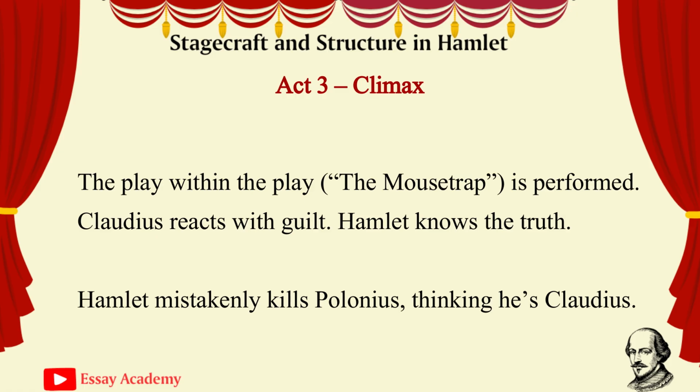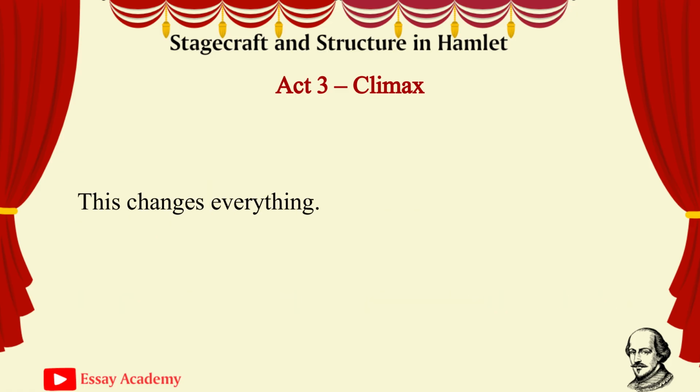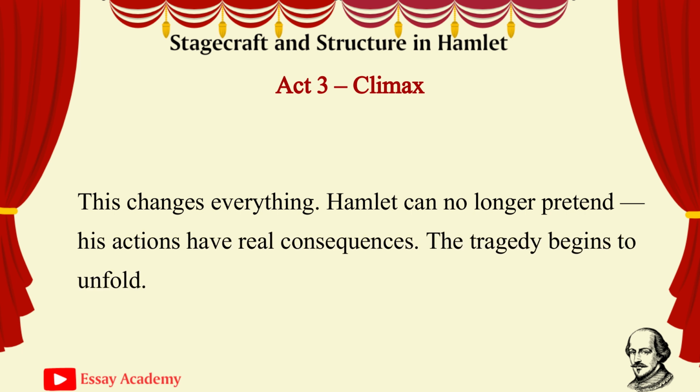Hamlet mistakenly kills Polonius, thinking he's Claudius. This changes everything. Hamlet can no longer pretend. His actions have real consequences. The tragedy begins to unfold.